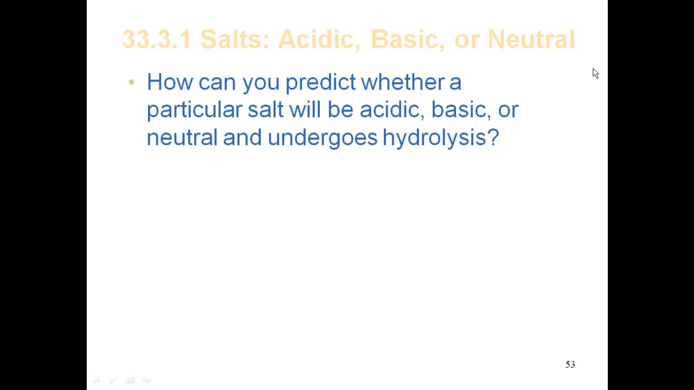So the question comes up, how do you predict whether a particular salt will be acidic, basic, or neutral and undergo hydrolysis? How did I know that sodium I didn't have to worry about, chlorine I didn't have to worry about? I had to worry about ammonium and I had to worry about the cyanide. How did I know that? How did I make those decisions?